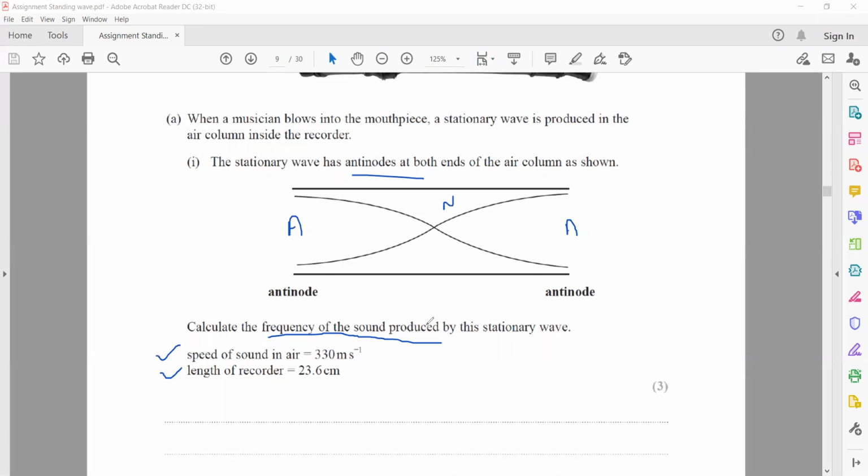Speed is given and the length of the recorder is given. So using the length of the recorder, we can work out the wavelength. How can we work out the wavelength? The total length is given as 23.6 centimeter. The distance between node and antinode is a quarter of the wavelength, this is lambda by 4. And the distance between node and antinode is also lambda by 4. So basically the distance between two successive antinodes is lambda by 2. So we can say that lambda by 2 is equal to L, or lambda is equal to 2L.